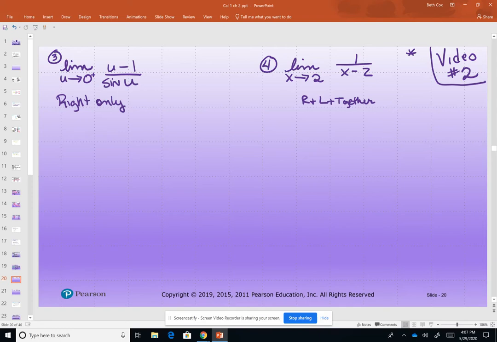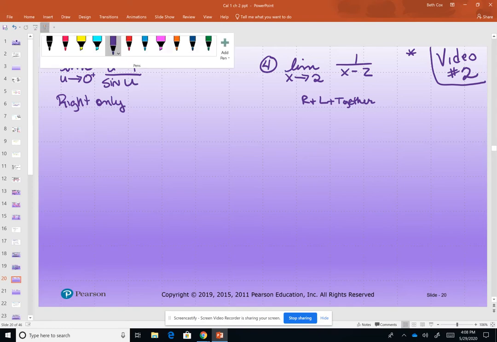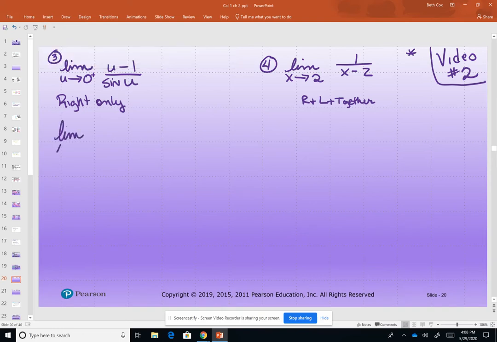So here's the first example using a sine function. We haven't done a whole lot of examples with trig functions, but I thought maybe this one would be a good one to start with. So here we are. We've got the limit as u goes to 0 from the right only of u minus 1 over sine u. Okay, so like I did before, I'm going to break this up. Limit as u goes to 0 from the right of u minus 1 times 1 over sine u. Now, when I plug in 0 for the u, I get negative 1. All right, so now 1 over sine of 0.